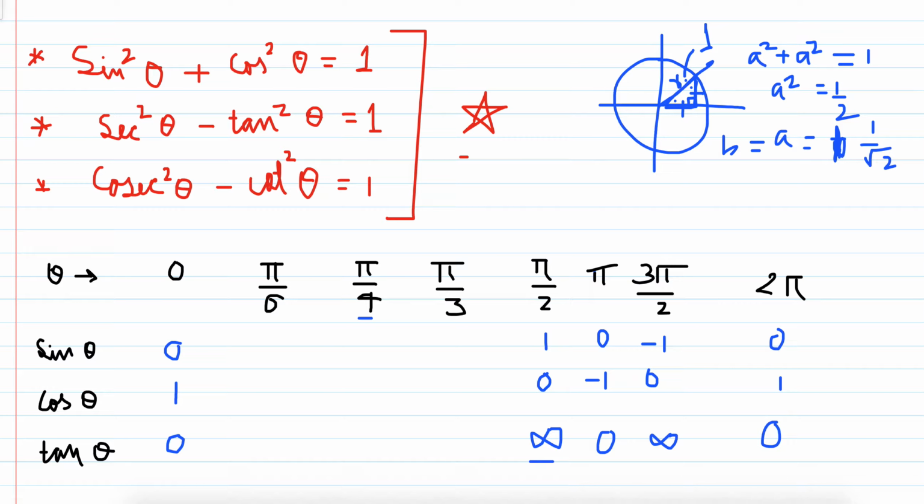So this was for pi by 4. Sine is 1 divided by root 2. Cos is also 1 divided by root 2. And tan is the ratio of sine and cosine, which both are same, so it will be 1.